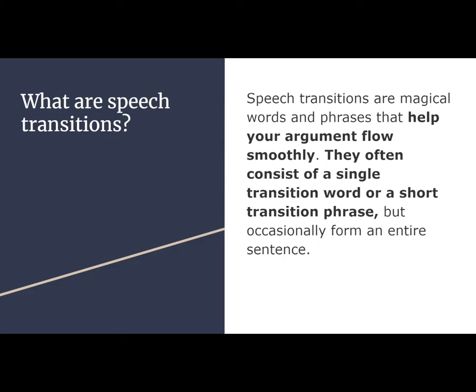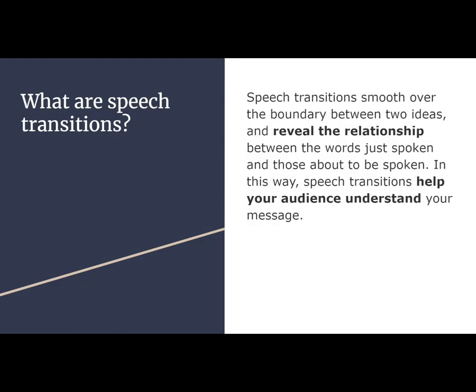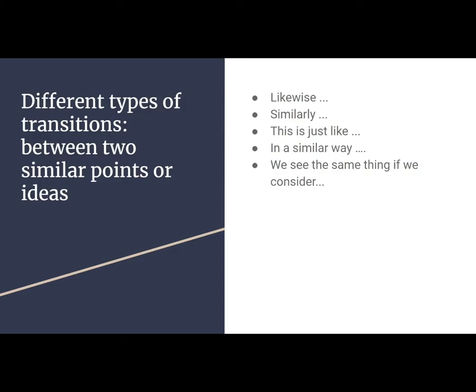So speech transitions, what are they? They are these magical little words and phrases that help your argument flow smoothly. Most often they consist of one word or a short phrase, but sometimes they can be an entire sentence. In speeches, they help smooth over the boundary between two ideas and reveal a relationship between the words that have just been spoken and the words that are about to be spoken. With speech transitions, your audience understands your message better. It's easier to understand and easier to follow along.